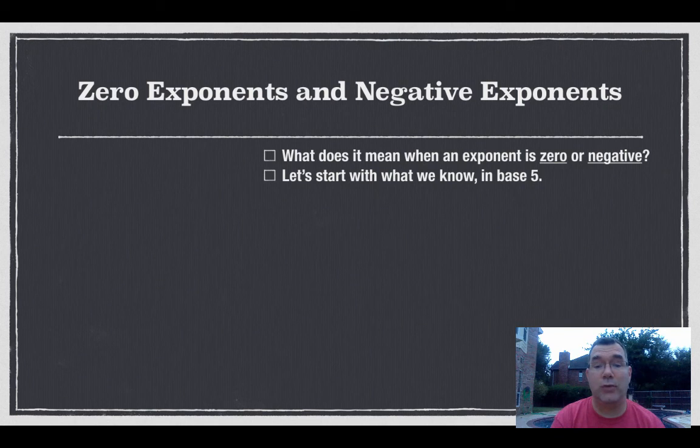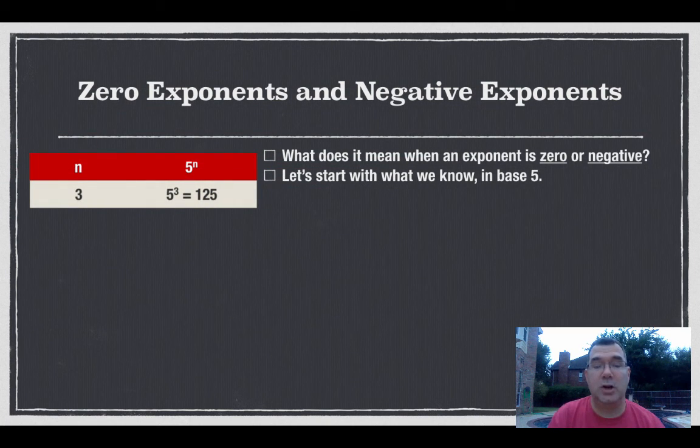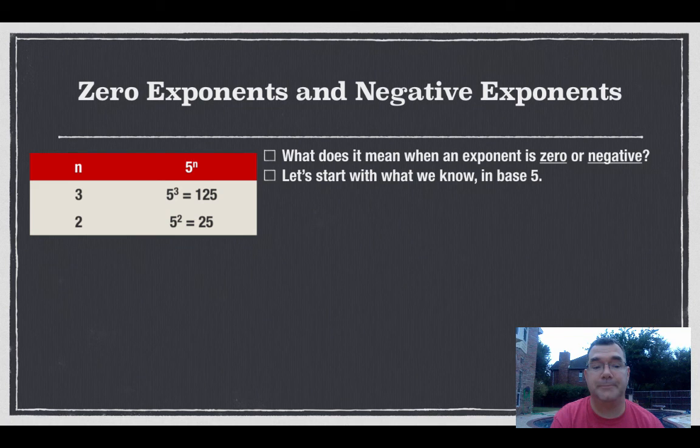So let's start off with what we know. I'm going to make a table in base 5. So basically in the left-hand column I'm going to have some numbers, and then in the right-hand column I'm going to be using those numbers as an exponent of 5. So if I start off with 3, then I know that 5 to the third is 5 times 5 times 5, which is 125. If I say that n is equal to 2, then 5 to the 2 is going to be 5 times 5, which is 25.